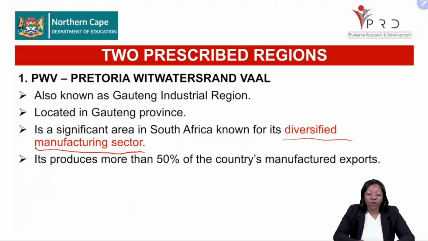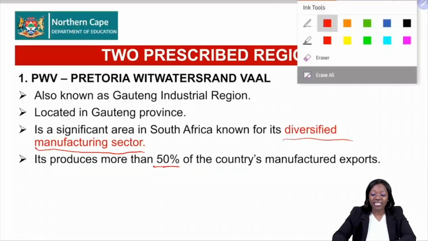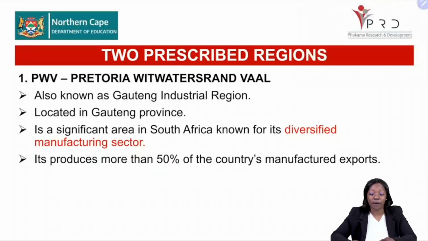Then we're also looking at how it produces more than 50% of the country's manufactured exports. Remember, we are dealing with exports in order for us to earn foreign income, so we need to export more. As a country, 50% of what we are exporting is coming from your PWV. Hence it is the number one engine when it comes to income generation for South Africa.